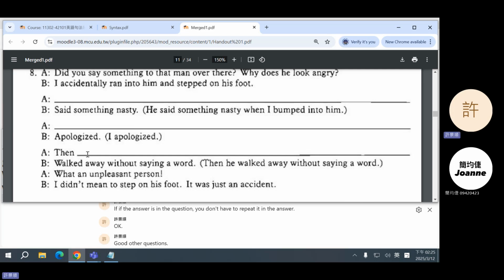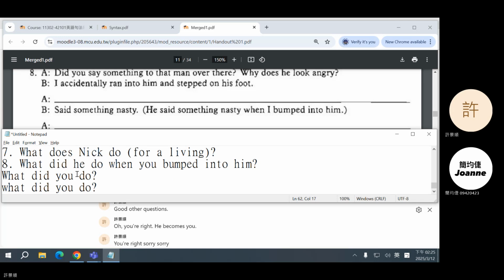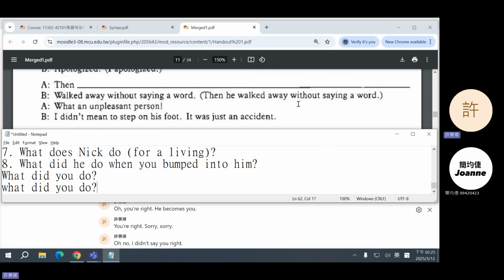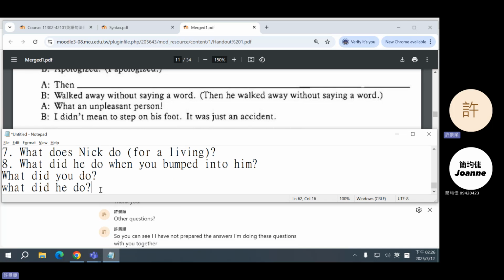Ah, you're right. He becomes you. You're right, you're right. Sorry. Oh no, I did say you, right? Then he walked away without saying a word. I apologize. Oh, you're right. Yeah, sorry. He. Then what did he do? Good catch. Thank you. Other questions? So you can see I have not prepared the answers. I'm doing these questions with you together. We're all in this together.